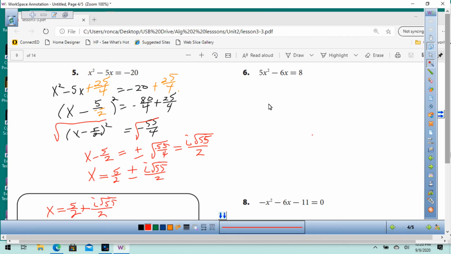Let's try number 6. Number 6 is a little bit different, okay? Because we got a 5 here to begin, so we're going to divide everything by 5. And that's going to give us x squared minus 6 over 5x equals 8/5.